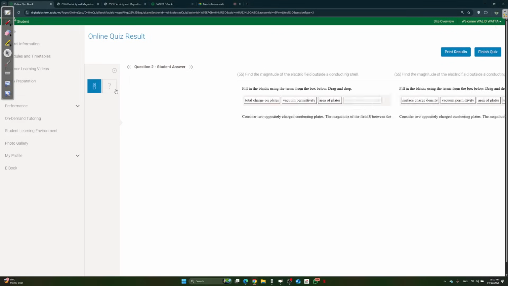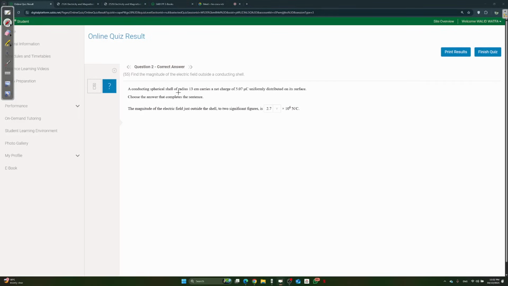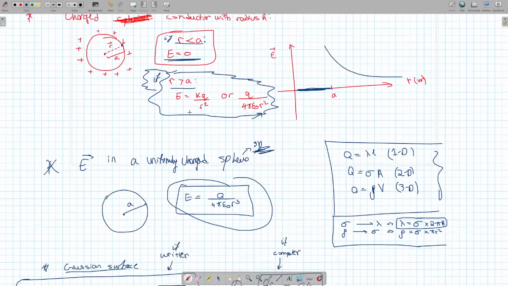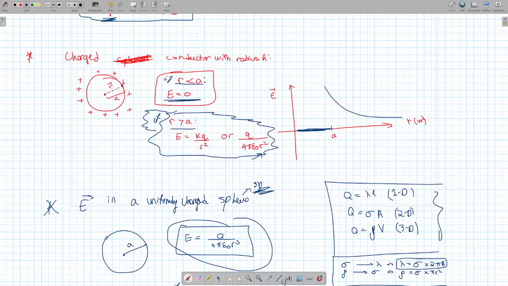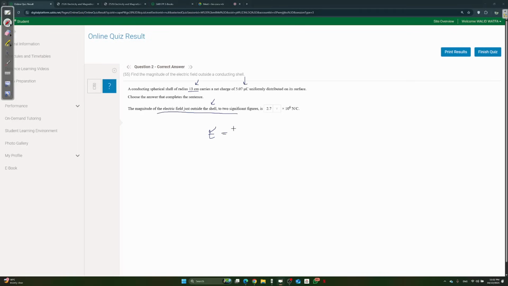All right. Question 2. A conducting spherical shell of radius 13 carries a net charge of this. What's the magnitude of the electric field just outside the shell? So easy. I told you, when you're just outside the shell, greater than a, you use kq over r squared. So it's going to be 9 times 10 to the 9 times 5.07 times 10 to the minus 6, all over r squared. So 0.13 squared, and you get this answer.